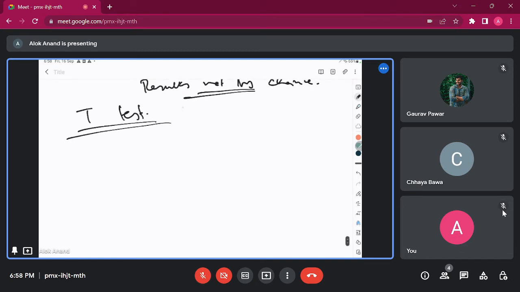So t-test जब हम apply करेंगे, so it has a certain number of assumptions. It has a certain number of assumptions, and the single assumption that you have to follow is that number of samples greater than 30.